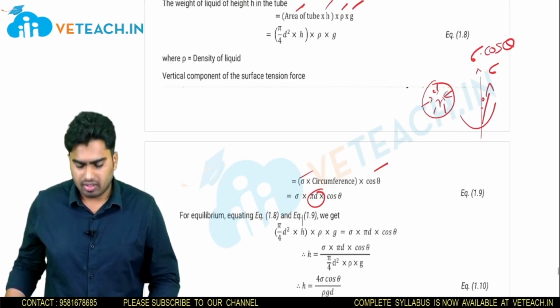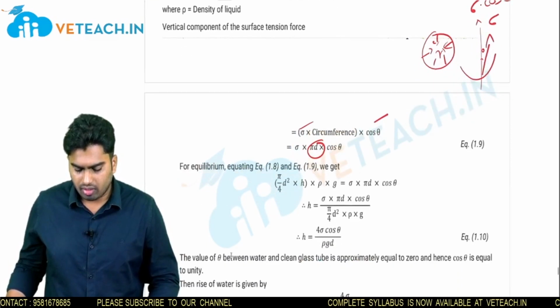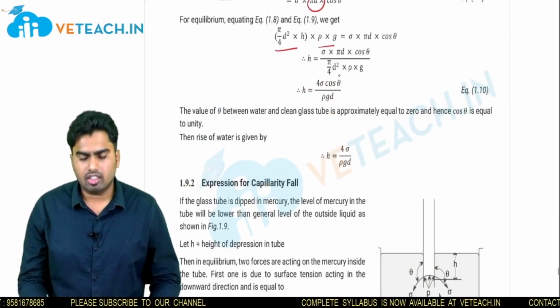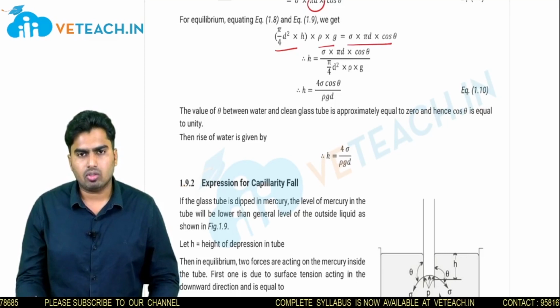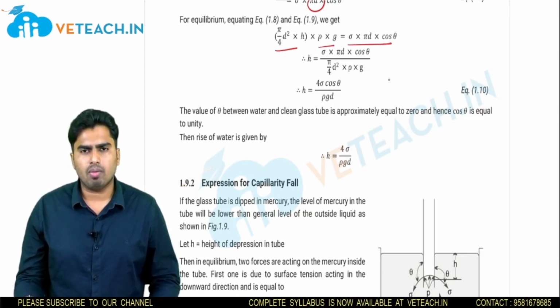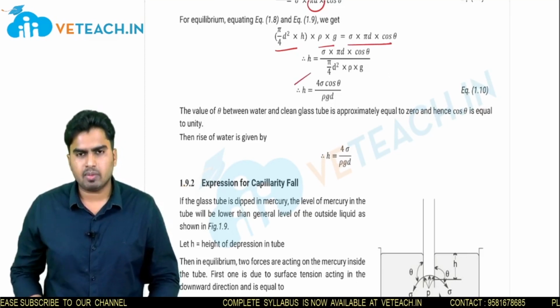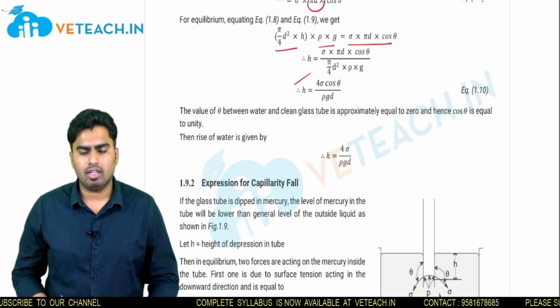We will get the equation for h. That is pi/4 d square into h into rho g is equal to sigma pi d cos theta. If we solve for h, we get h as 4 sigma cos theta by rho g d. This is the expression for capillary rise or capillary fall.